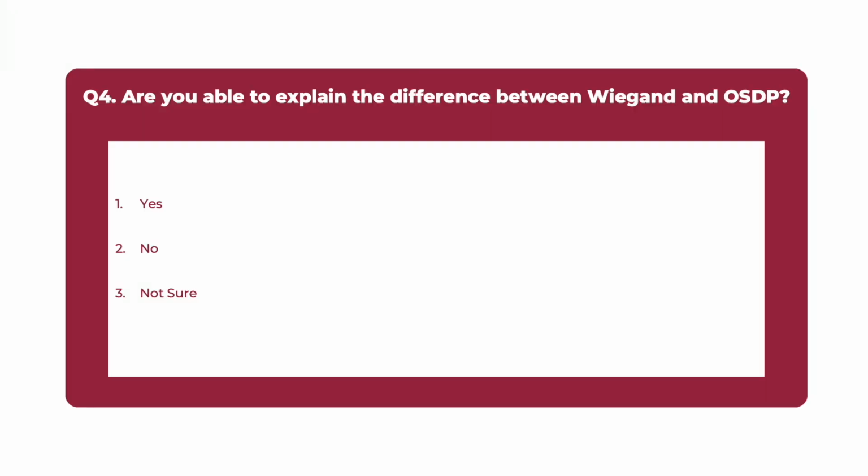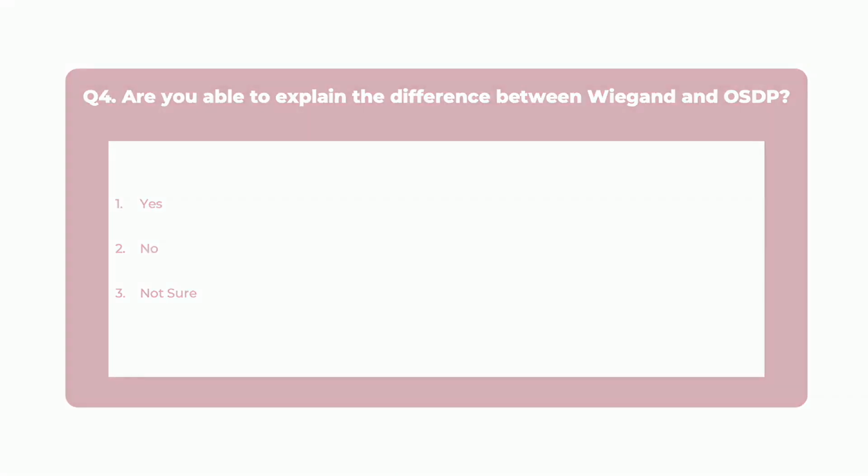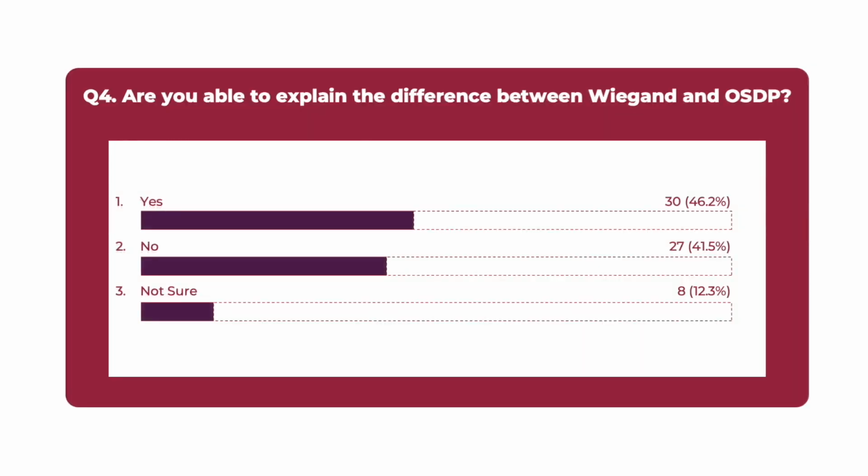Next is, are you able to explain the difference between Wiegand and Open Supervised Device Protocol? As the result shows, half of voters do not know the difference. But that is okay because this is the training time to learn about this difference.